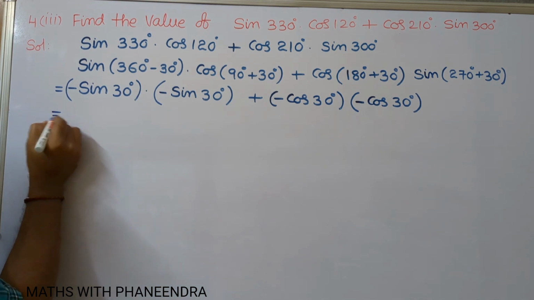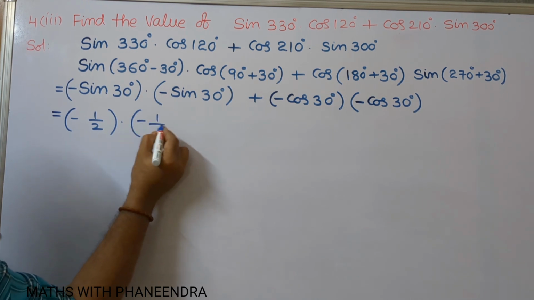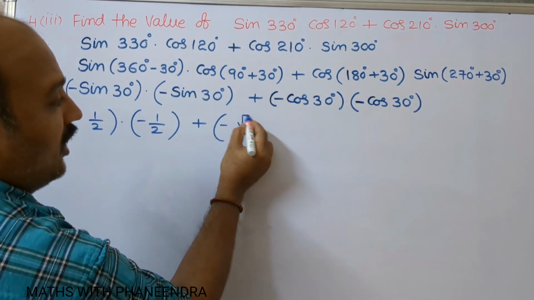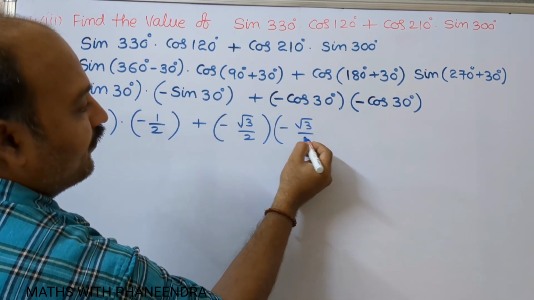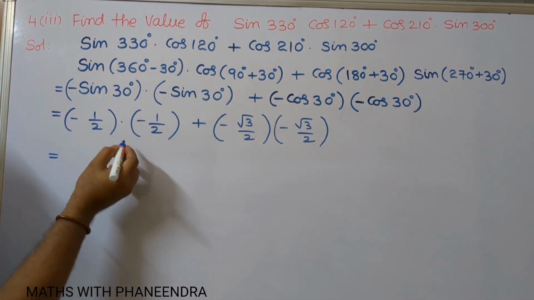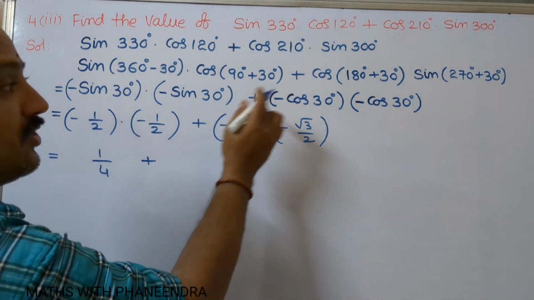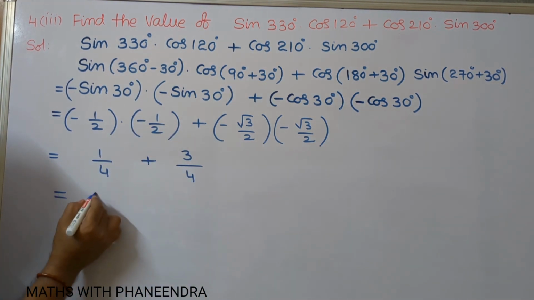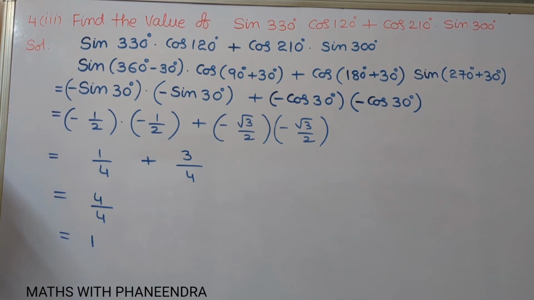So minus sin 30, 1 by 2, into minus sin 30, 1 by 2, plus minus cos 30, root 3 by 2, into minus cos 30, root 3 by 2. So minus into minus is plus: 1 by 2 into 1 by 2 is 1 by 4, plus root 3 into root 3 is 3, 2 into 2 is 4. So 1 by 4 plus 3 by 4, 4 by 4, that is equal to 1. So this is the way we can do it, dear students. I hope you understand.